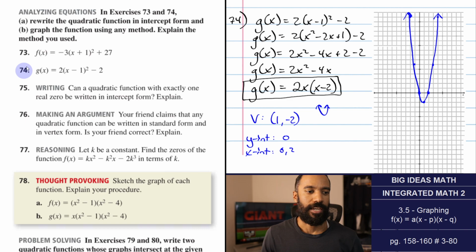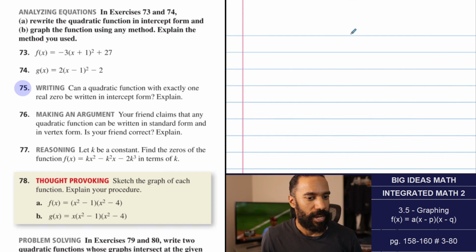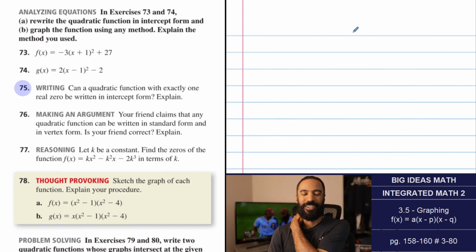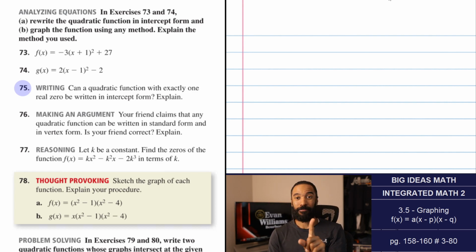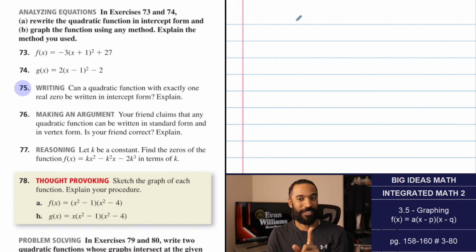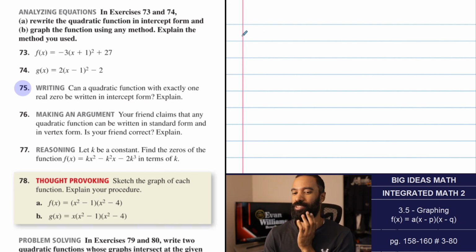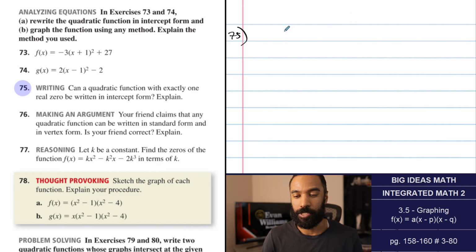Oh, my back. Okay, number 75. Can a quadratic function... Oh boy. Oh, my neck. Can a quadratic function with exactly one real 0 be written in intercept form? Explain. I covered this earlier. So, oh my gosh. Chiropractor, let's go. Can a quadratic function with exactly one real 0 be written in intercept form? Yes. Keep this in mind.